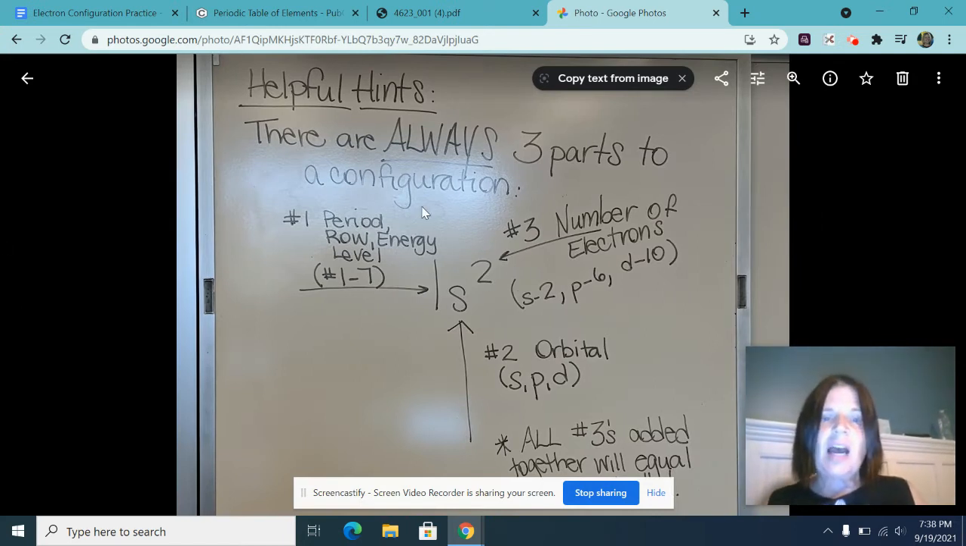This is how we are going to write it down and the information that goes with it. It is always three pieces of information. The first piece of information tells us what period, row, or energy level we're on, and that particular value can only be 1 through 7.